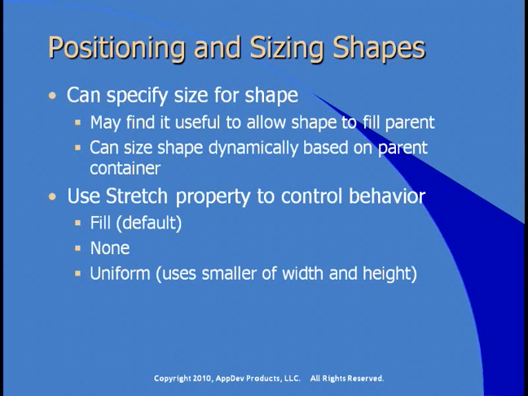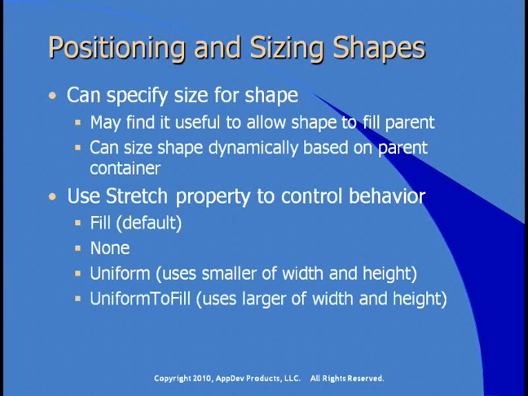Uniform uses the smaller of the width and height. Basically, the shape expands until it reaches the edge of the container. For a rectangle, this setting provides the largest possible square that fits within the parent. For an ellipse, it provides the largest possible circle that could fit completely within the parent shape.